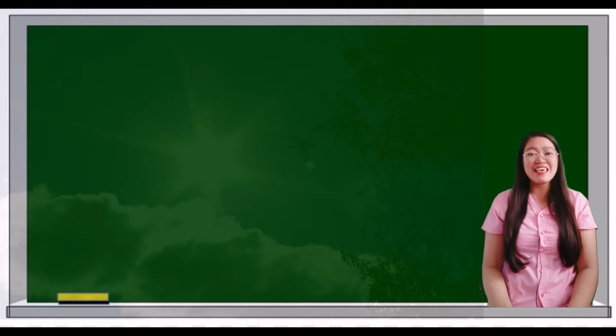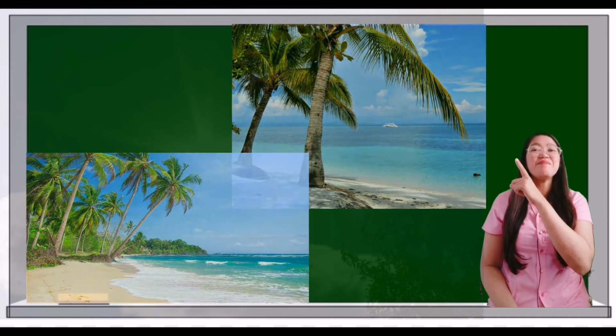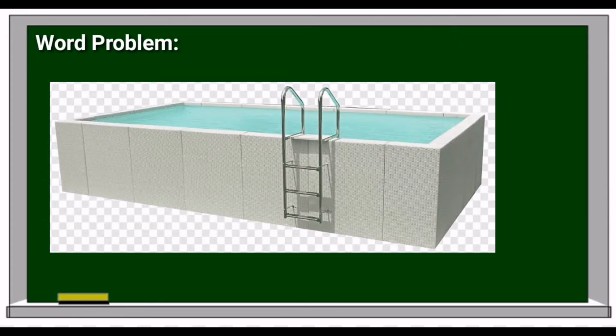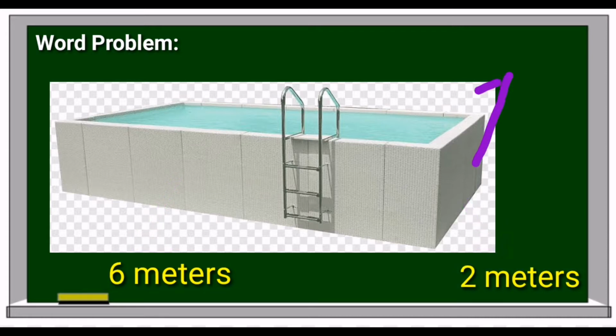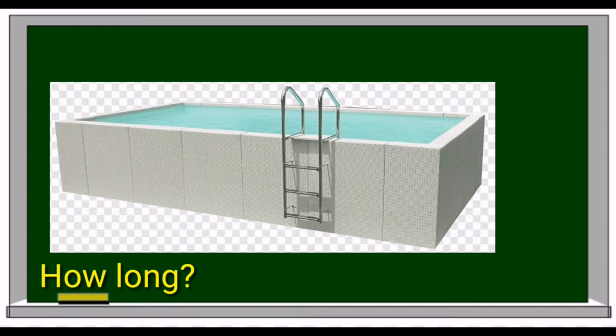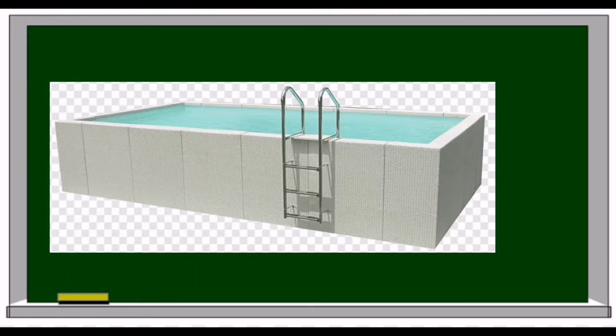And because of tag-init, many people want to go swimming, like in beaches and pools. A swimming pool has a length of 6 meters, a width of 2 meters, and a height of 3 meters. How much water is needed to fill the swimming pool? How long is the swimming pool? Wide? High? Is the unit of measure appropriate with the data given? How will you solve the problem?